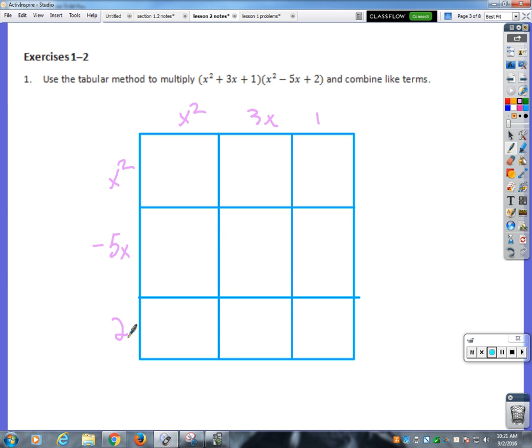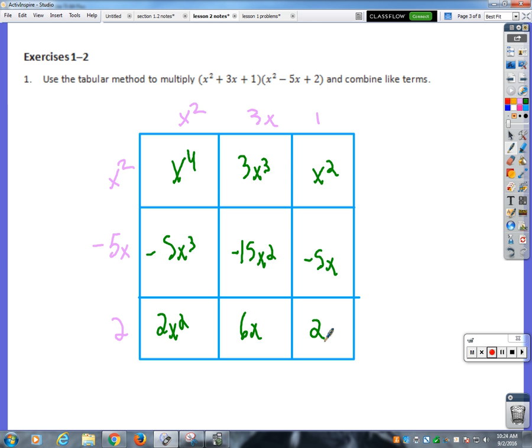Go. Fill in the squares. We all got the same thing. What goes right here? X to the fourth, and then this is? 3x. And this is? x squared. Okay. Then? Negative 5x cubed. And then? Negative 15x squared. And then? Negative 5x. Okay, and then this is? 2x squared. 6x. 2. Okay, awesome.